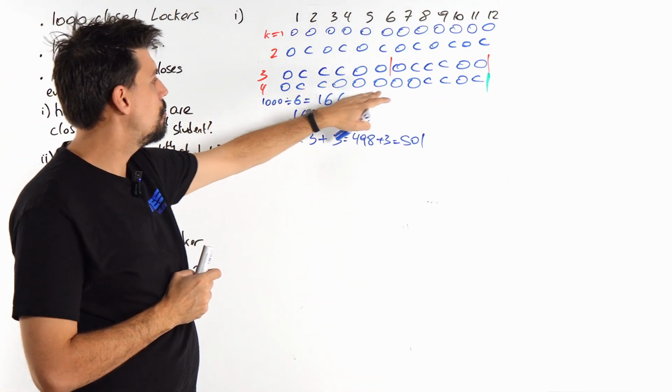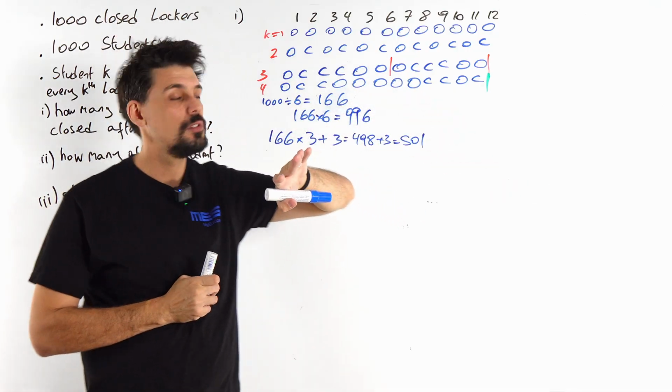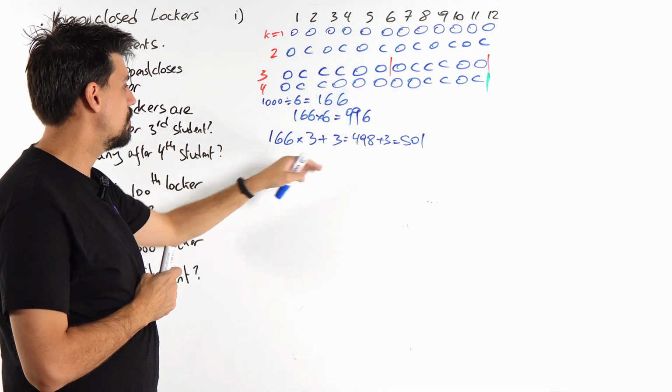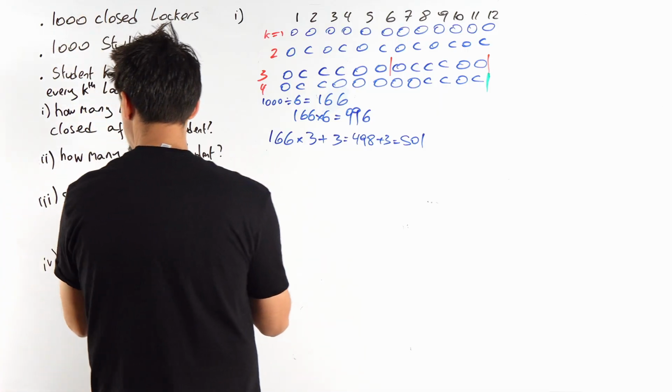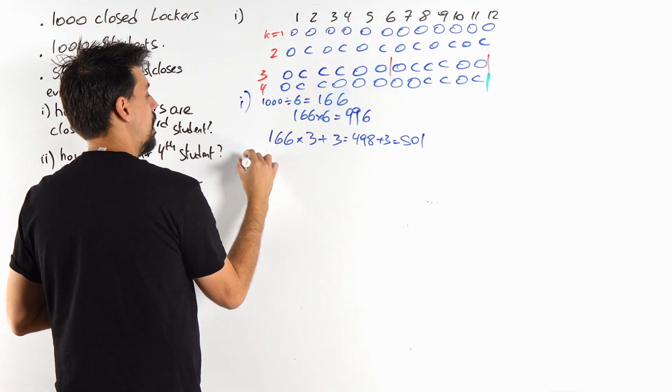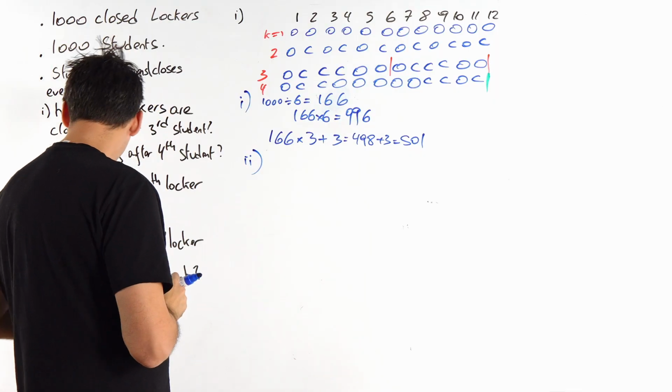Now we've got 7 opens and 5 closed. All right? Sorry, we should probably label this. So this is part 1. This is part 2. All right? Patterny, patterny, pattern.